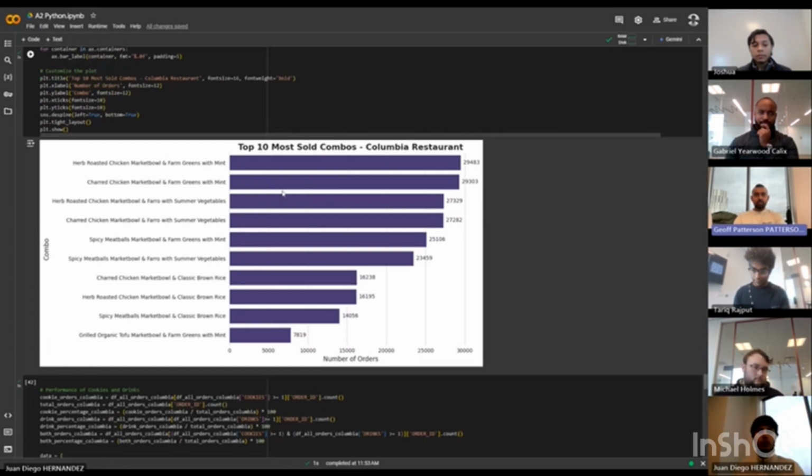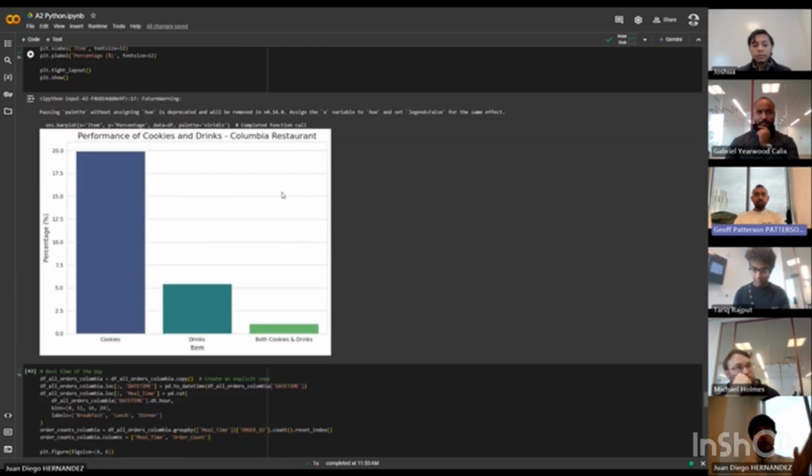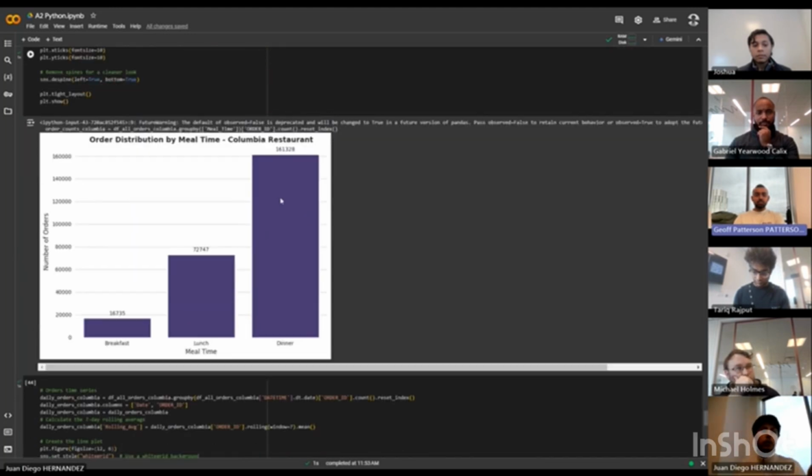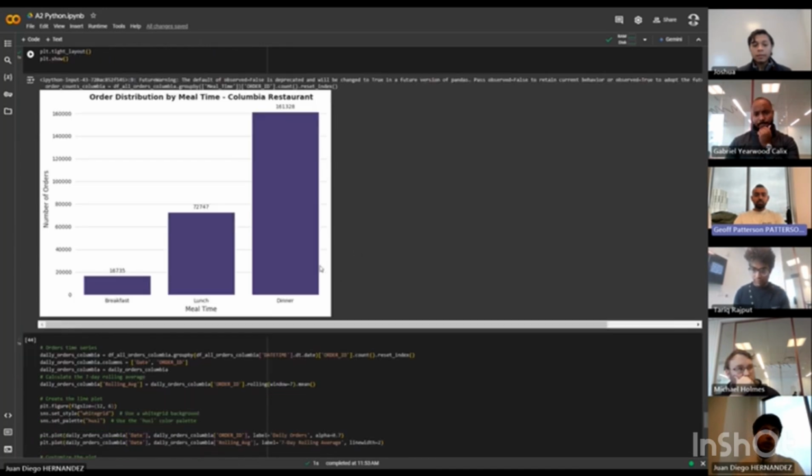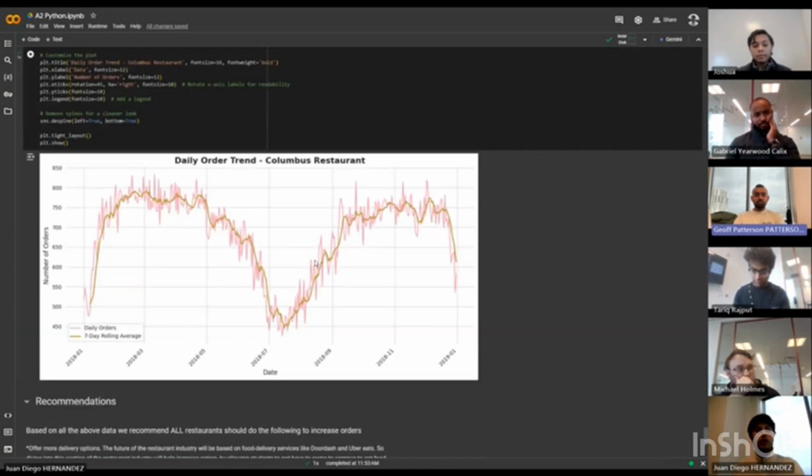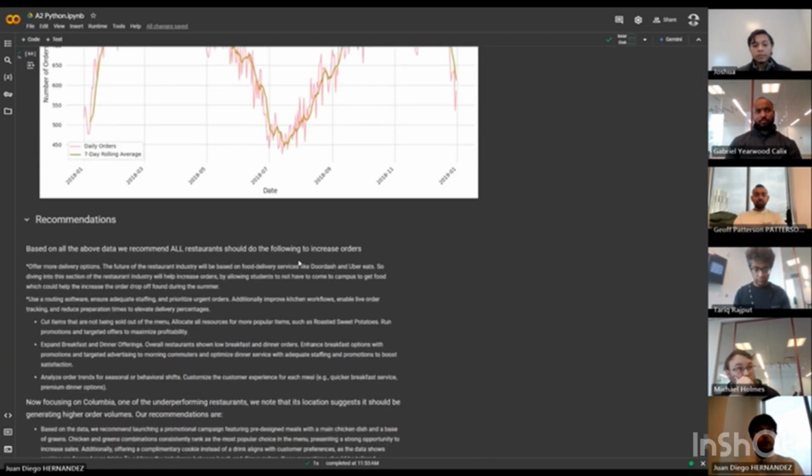The top 10 most sold combos, the performance of cookies and drinks, the order distribution by mealtime that has a different pattern, showing that dinner has more orders than lunch, unlike the other restaurants. And at the end, the daily order trend that has a similar trend to the overall restaurants.